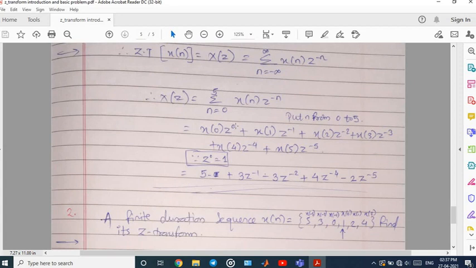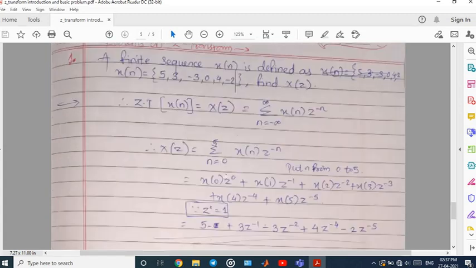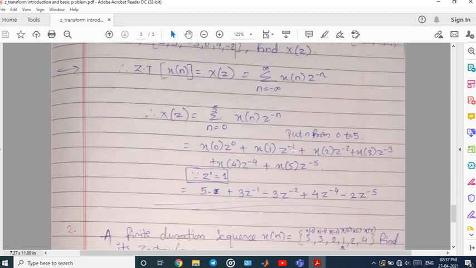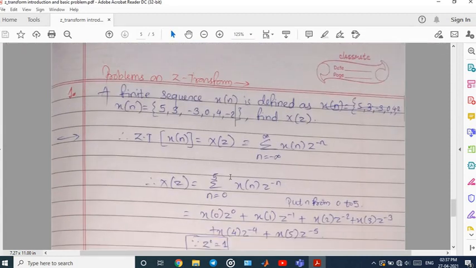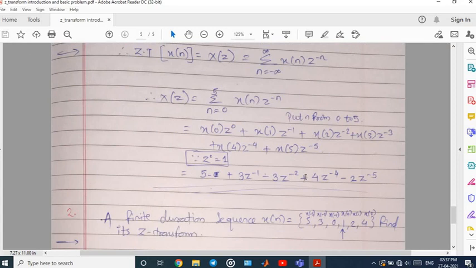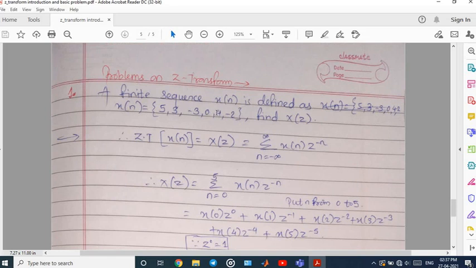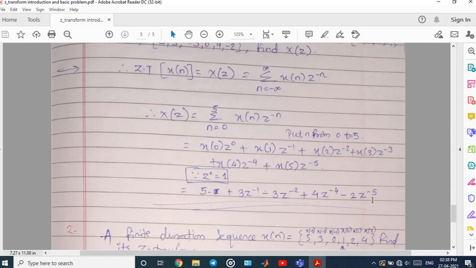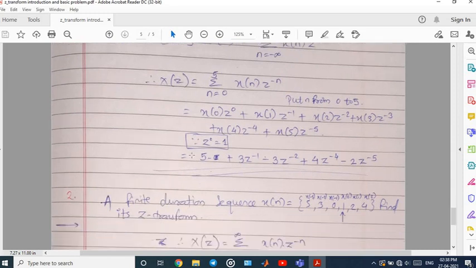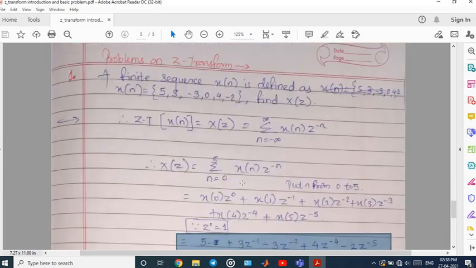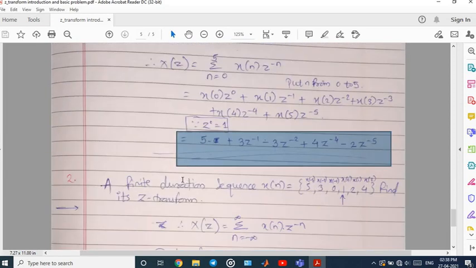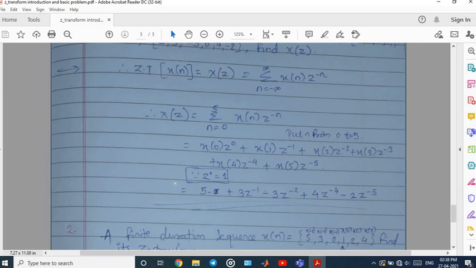Okay, just put the values. X of 0 is 5, z to the 0 is 1, this is 5 only. X of 1 is 3, and z inverse as it is. X of 2 is minus 3, so minus 3. Okay, x of 4 is plus 4, x of 5 is minus 2. Then the term with respect to it as it is, this is nothing but the z transform of this x of n. Okay, so in the next problem we will see the down arrow.